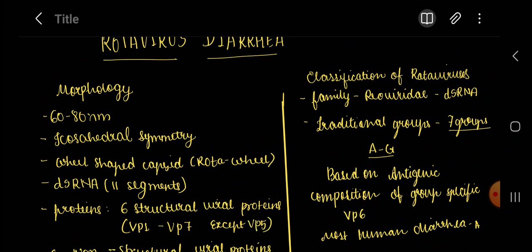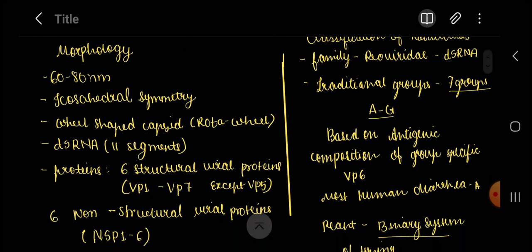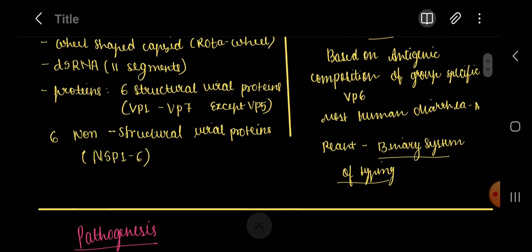Now, classification of the rotaviruses. It belongs to the family Reoviridae. It is the only family of viruses which has double-stranded RNA. Now the classification: there are 7 traditional groups, group A to group G, based on the antigenic composition of group-specific VP6. The most common cause of human diarrhea is group A. The latest classification system of rotavirus is the binary system of typing. It is the recent one.